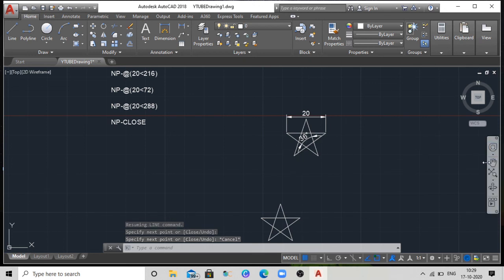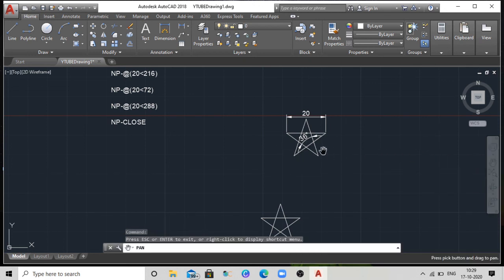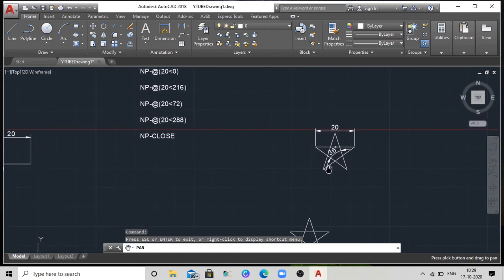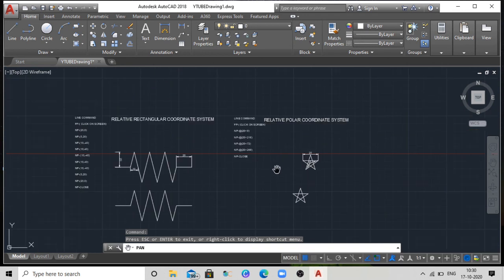So I think you understand how we can use the polar coordinate to draw the figure. So I hope you all have understood the coordinate systems in AutoCAD.